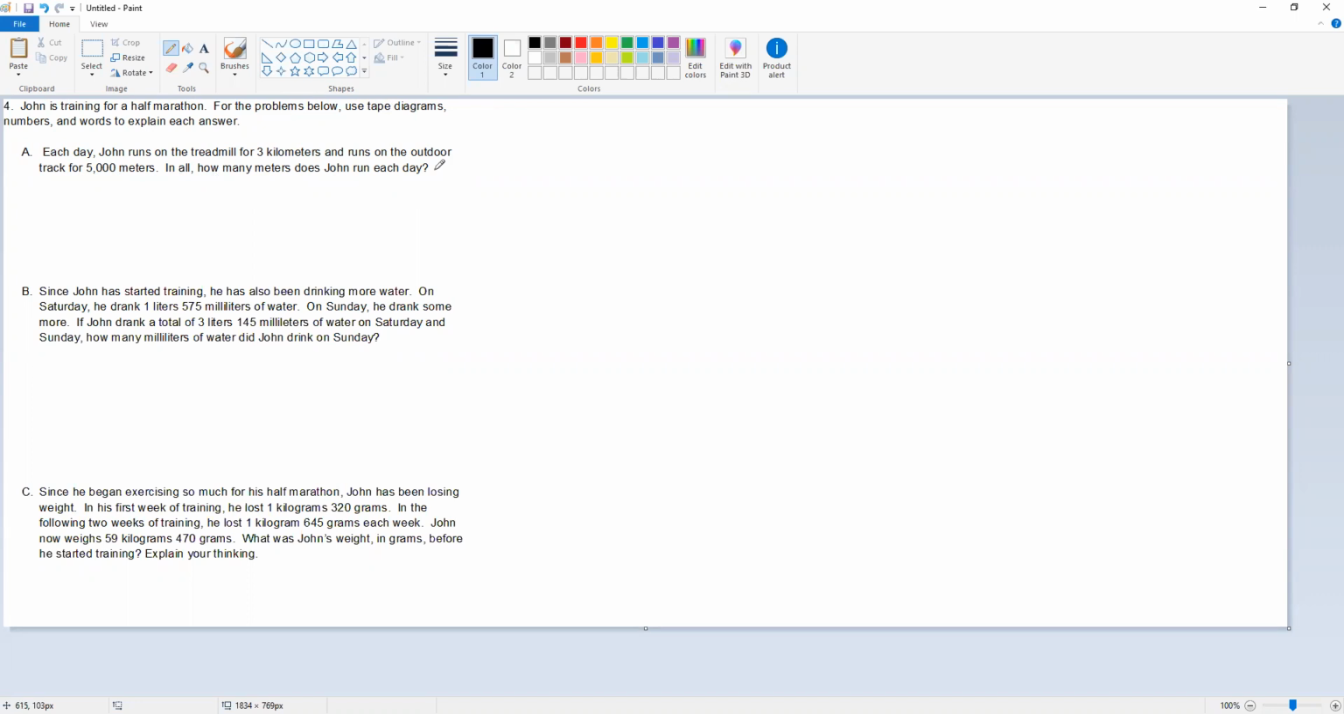So right now we know that he runs on the treadmill 3 kilometers, and then he also runs on an outdoor track for 500 meters. And what are they asking us? They're asking us in all, that means all together, how many meters does he run each day? Okay, so let's make our boxes with our information, our tape diagrams.